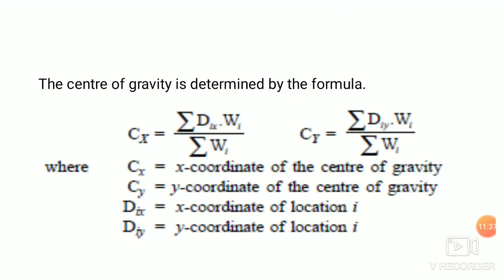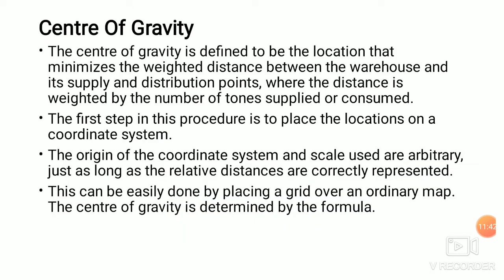The next one is the center of gravity method. The center of gravity is defined as the location that minimizes the weighted distance between the warehouse and its supply and distribution points, where the distance is weighted by the number of tons supplied or consumed. So here the center of gravity is fixing a center point that is nearer to the suppliers and nearer to the market. An equal distance is to be maintained between these two factors, and that is the center of gravity.